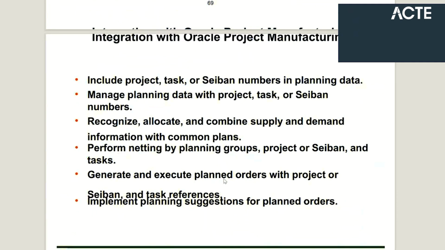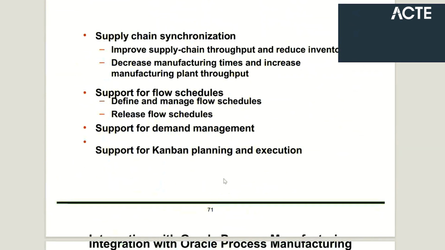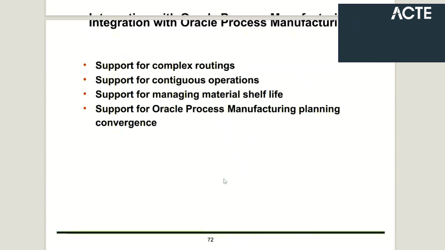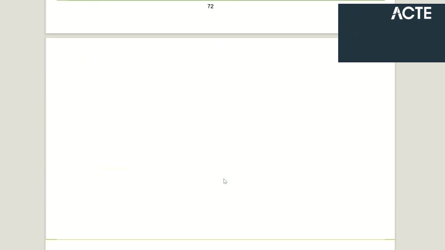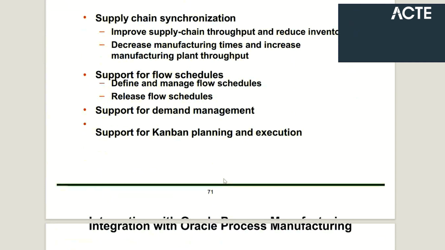When it is coming to integration of these things, you have to take project, task, and CBN numbers, and do the planning data. You recognize, allocate, and combine supply and demand, map all these details, and then create a flow of how it works. And then there is support for complex routing, contiguous operations, managing material shelf life, and Oracle process manufacturing planning convergence. So these are all the things you need to consider while you are doing the design.